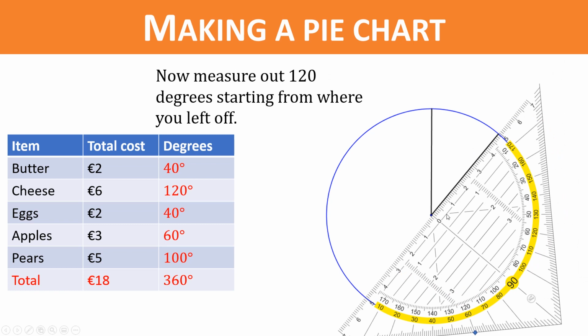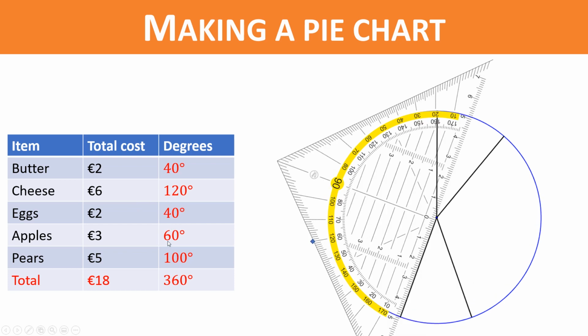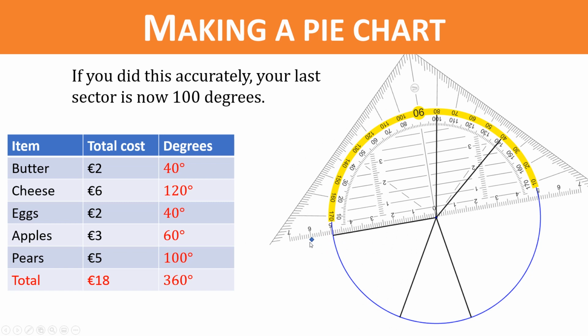Now we continue from here. We position the triangle again, now along the new radius, 0 point on the center again, and we measure out 120 degrees. That's going to be an obtuse angle. So on this side, 120 degrees, and we draw the new radius. And from here, we measure another 40 degrees, and then another 60. And if we did all this accurately, there should be 100 degrees left for the pears. We can measure that, and that fits in this case. So that's all of our sectors.